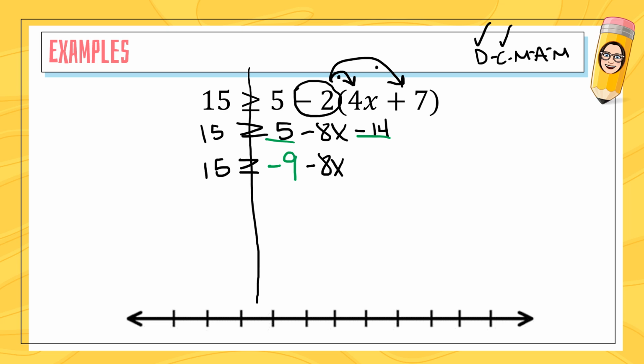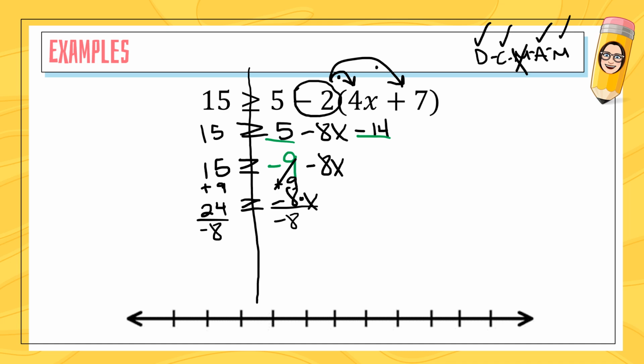Next step, move variable. Nope, there's only one of them, so don't move it if there's only one. Next step, undo any addition or subtraction. Instead of -9, let's +9. Drop down. Next step, undo any multiplication or division. Instead of times -8, divide by -8.